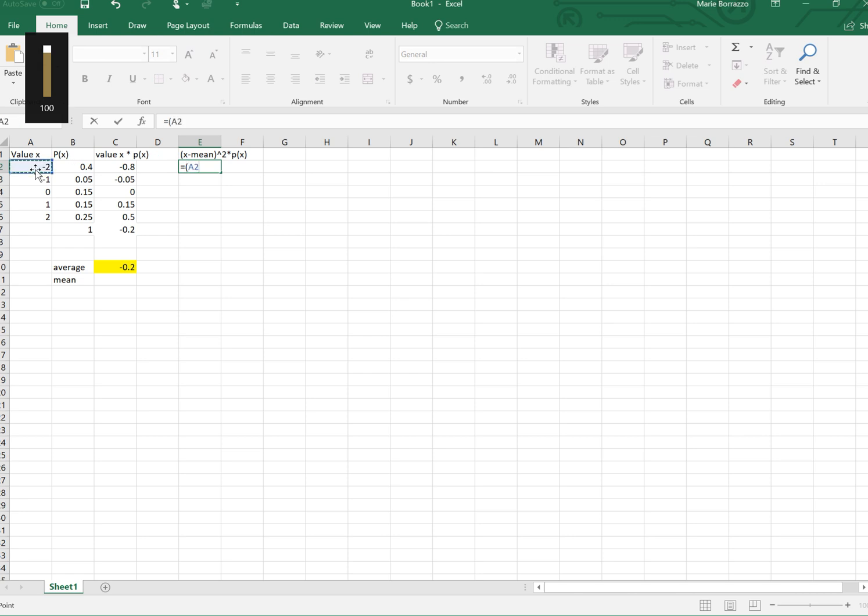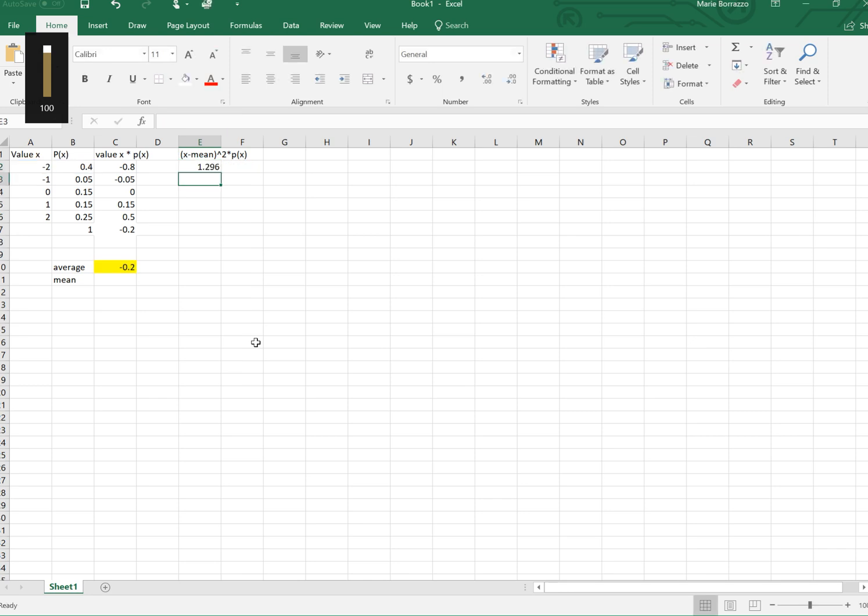You would click on the value x minus the average, which you have to put a $ sign in front and behind the C value, so that every time you do this, it'll actually go to that cell. If not, the way Excel is built, it'll actually keep moving down. Okay, we're raising this to the second power, and we're multiplying this times P of X. Okay, and so that's what that formula looks like when you're doing variance.